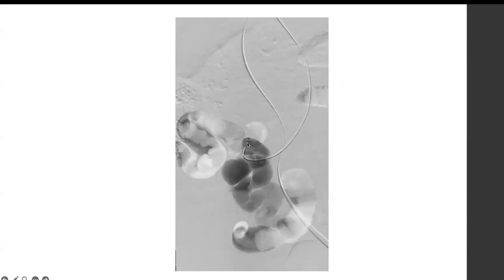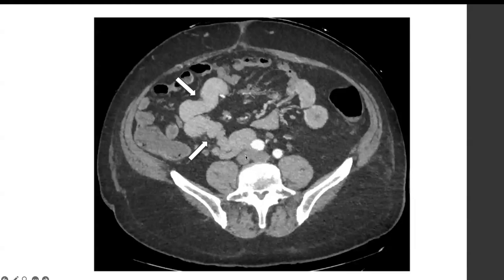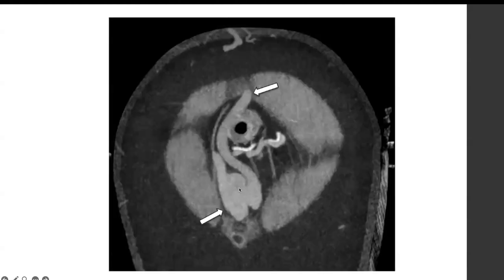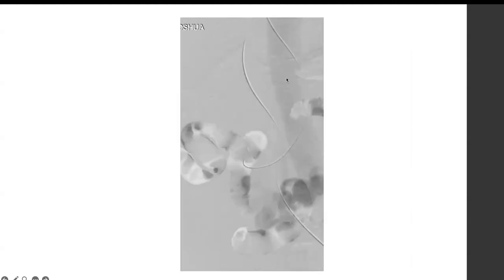And this is the other varix. This is the big one here that we got to by going through here. And then, oh, and this is a later image. So we're injecting from the portal vein. You see this big varix, and you can see it drains into the IVC here.